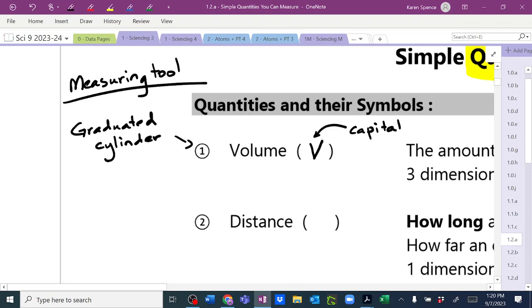Did anyone have any other tools that they might have thought of for measuring volume? Maybe something you have in your kitchen. Measuring cups. Yeah? Measuring cups will definitely measure volume. What if you had something that was cubic, that was like the shape of a box? What could you use?